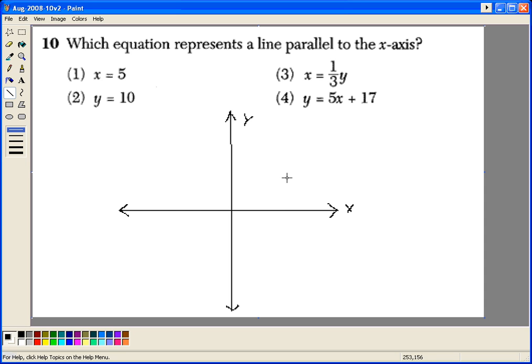In August 2008, question number 10 asks, which equation represents a line parallel to the x-axis? Please stop the movie, make your choice, and then start when you're ready.